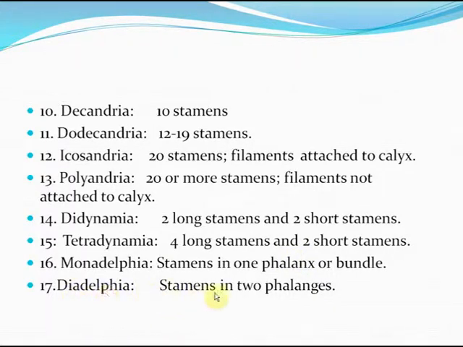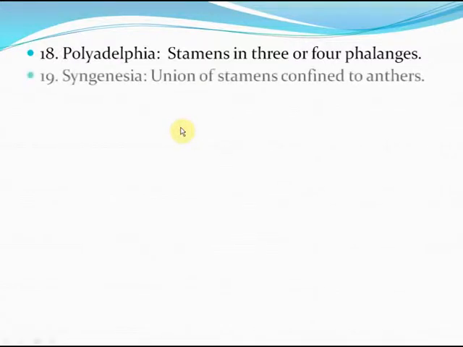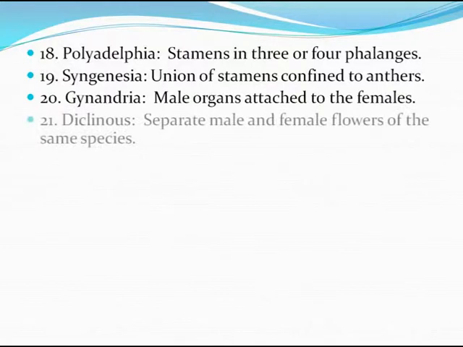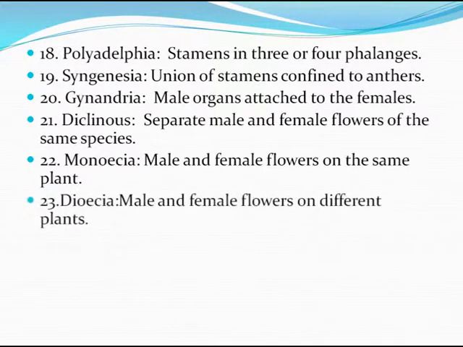Similarly, Diadelphia, the stamens were in 2 phalanges. Polyadelphia, the stamens in 3 or 4 phalanges. Syngenesia, union of stamens confined to the anthers. Gynandria, the male organs were attached to the females. Diclinous, separate male and female flowers of the same species. Monoecia, the male and female flowers on the same plant. Dioecia, the male and the female flowers on different plants.